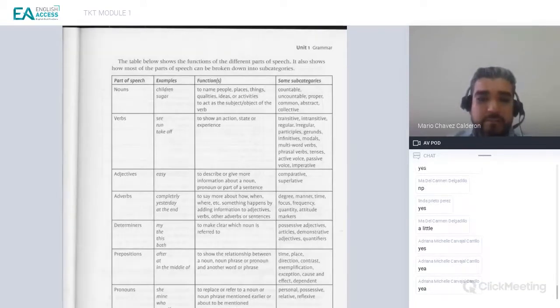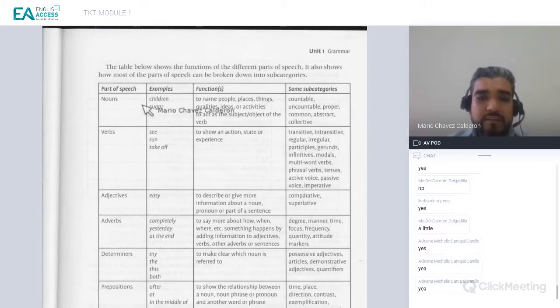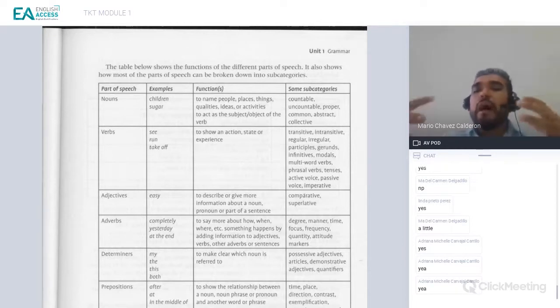For example, it mentions the abstract nouns. Abstract means that you cannot touch it. The collective nouns. Collective means that they refer to more than one thing. For example, when you say furniture, it refers to many things. It's not only one thing. There are many objects included in furniture. Or when you say family, many people are included in that word. It's not only one person, it's a lot of people.